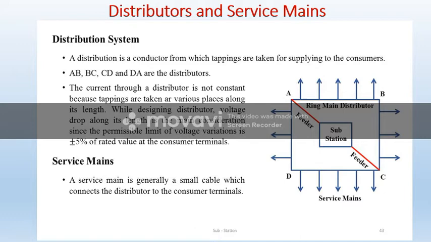Service mains is generally a small cable which connects the distributor to the consumer terminals.